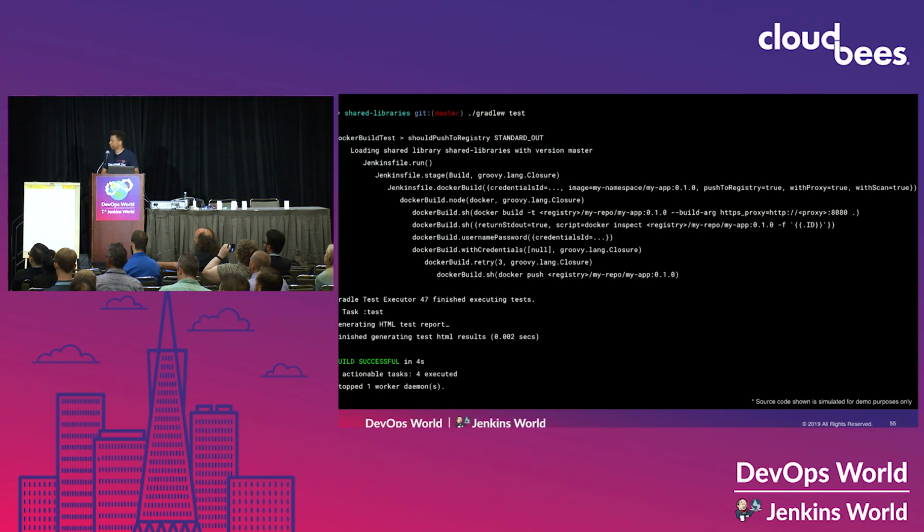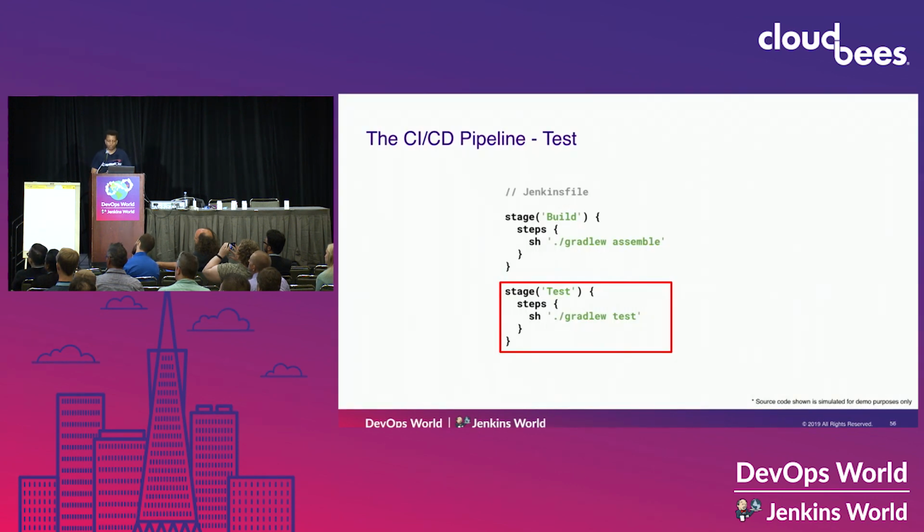So this is the output of what that looks like. It's basically a call stack of all the functions that were called, and we can check here and see that, yes, Docker push was invoked. Now all we have to do is add this test to our pipeline. So we're going to add a call to run our Gradle test functionality.